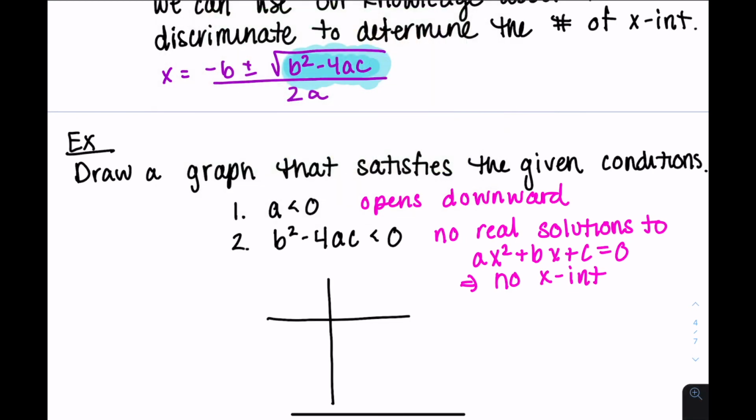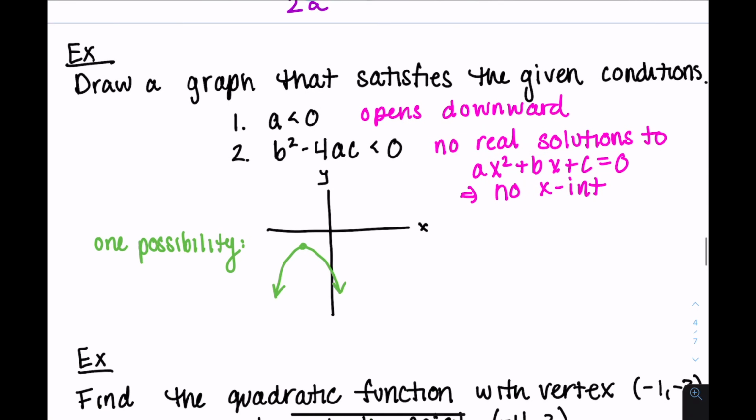So one possibility, and there's going to be many, many possible options, is you have your vertex here and the parabola opens downward. It cannot come in contact with the x-axis though. So this is one possibility. Another possibility is your vertex could be down here and it opens downwards as well. There's a bunch of different things that would work. Any of them are going to be fine.